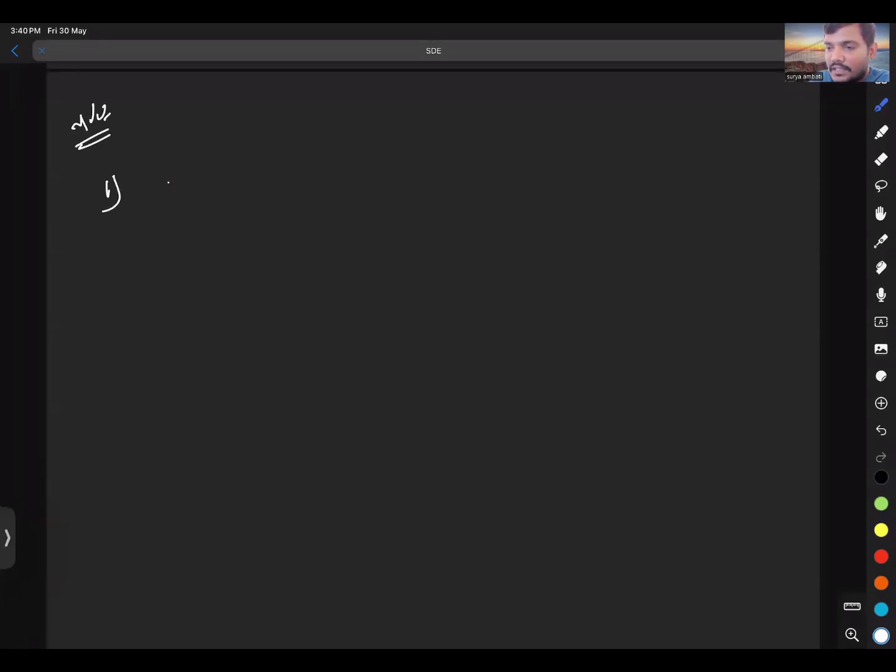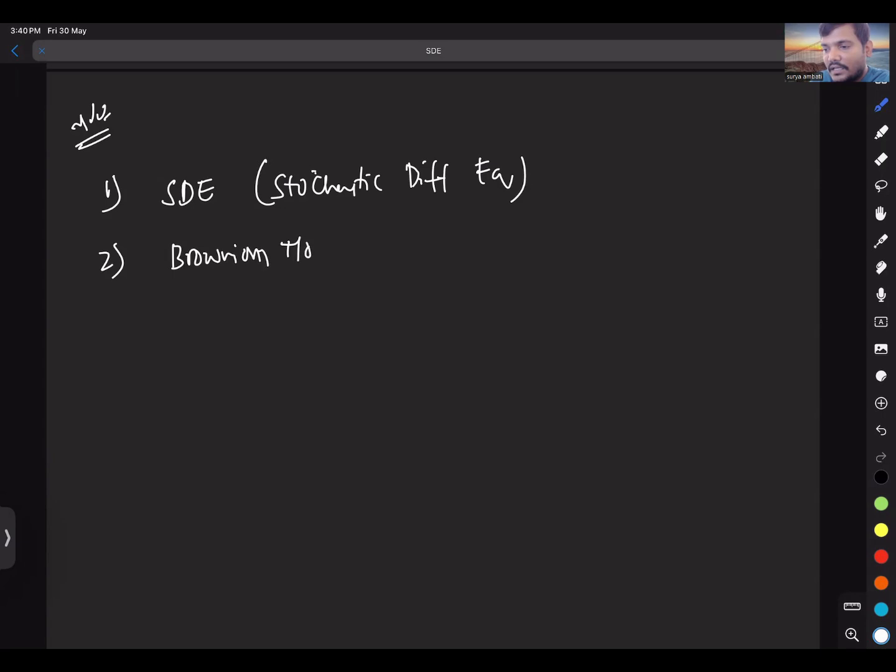We are going to discuss SDE, shortly, which is stochastic differential equation. Please forgive me, my writing is not that good. And another one is Brownian motion. We'll discuss where Brownian motion comes in stochastic differential equation.